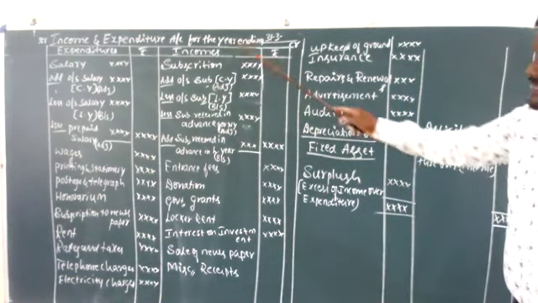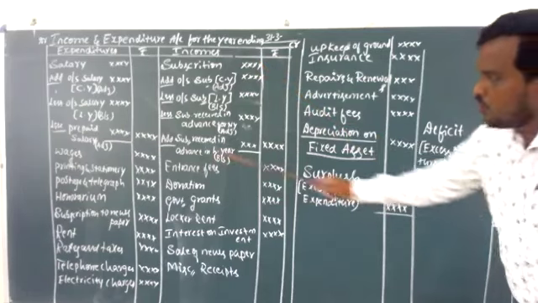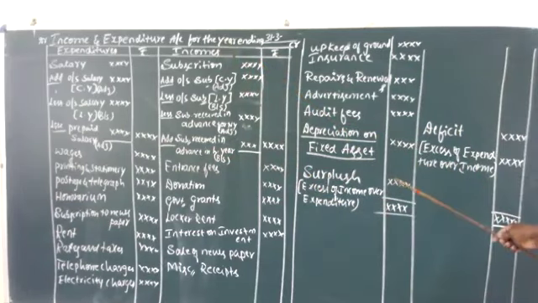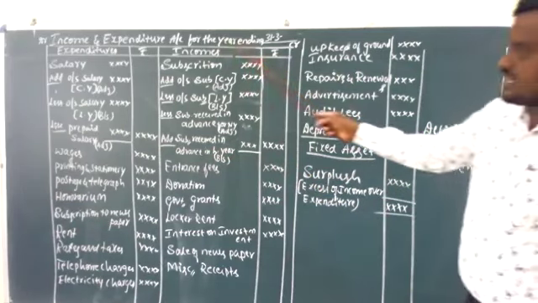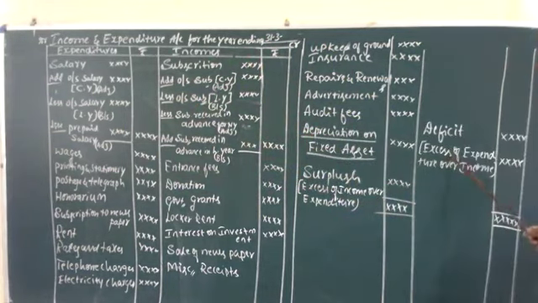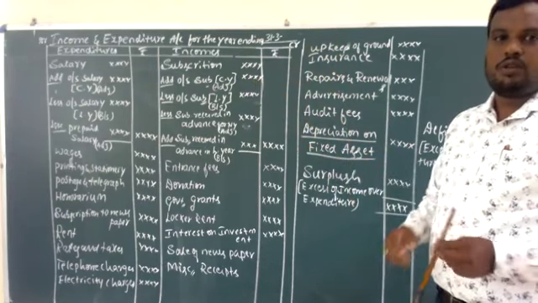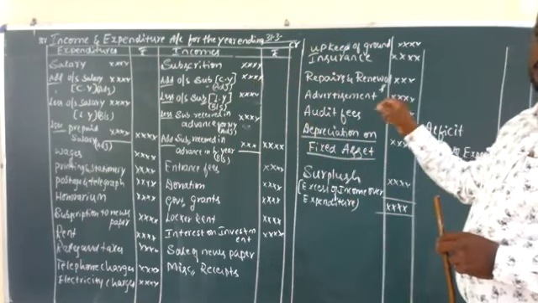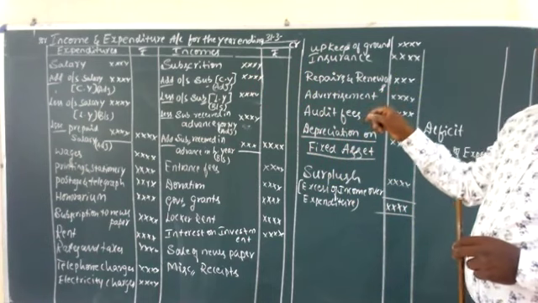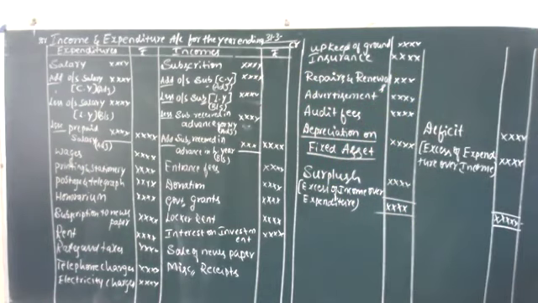If it is the excess of income over expenditure, we get the surplus. Otherwise, excess of expenditure over the income, we get the deficit. This is the format and how to prepare the income and expenditure account. Next we are going to see how to prepare the balance sheet. So how to prepare the balance sheet?